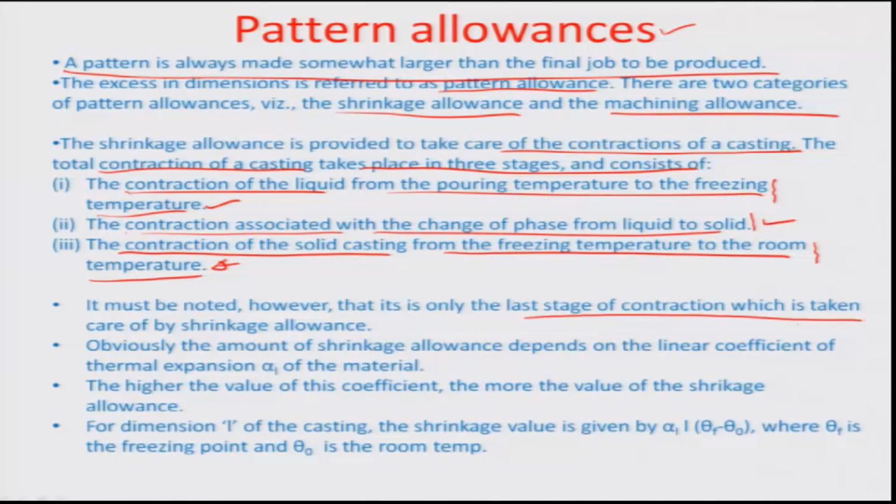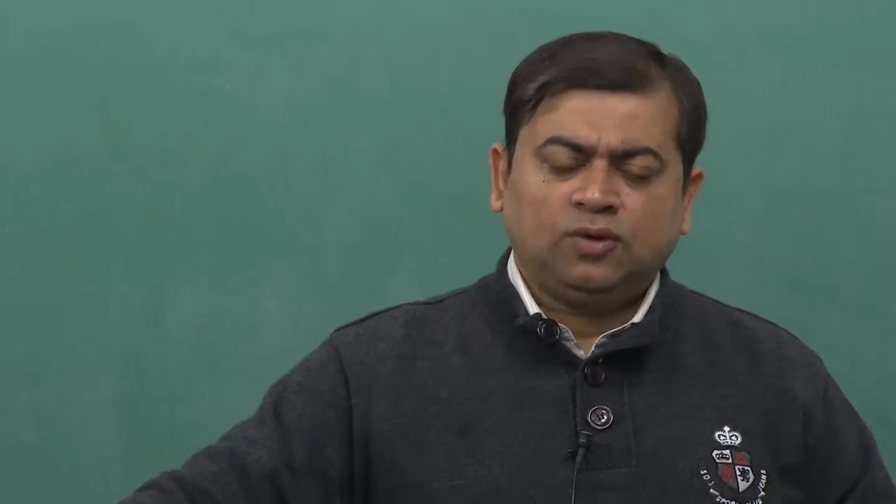It must be noted, however, that it is only the last stage of contraction which is taken care of by the shrinkage allowance, because for these two stages, that is the liquid contraction and the change from liquid to solid, the contraction is very minor and need not be considered, and probably some of it always gets cleared off because of machining and other processes which follow the casting process.